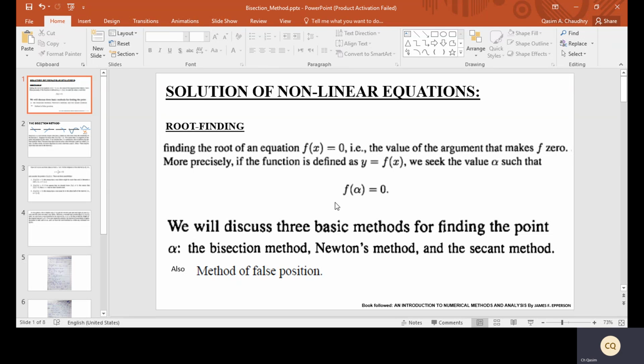So let's start our first method, and that is the bisection method.